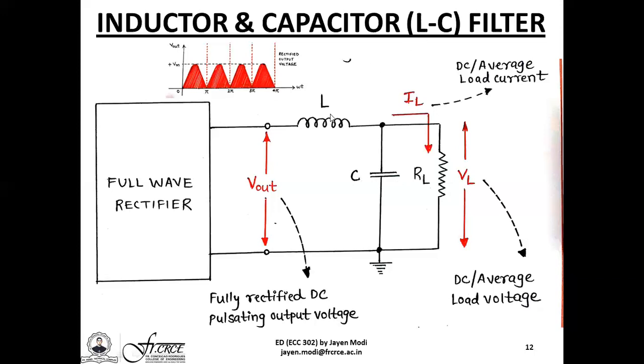So the inductor and the capacitor filter, both of them have a dual filtering action in which pulsations or the ripple that take place in the current are minimized or decreased by the inductor L, whereas the pulsations or the ripples which take place in the voltage are minimized or decreased to a great extent by using the capacitor C.